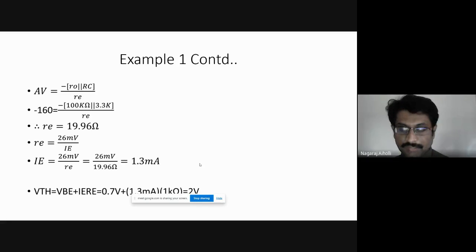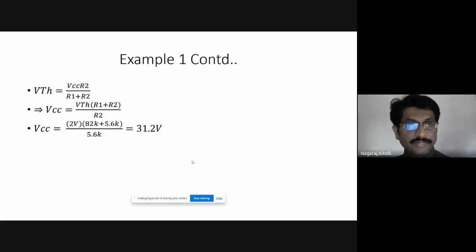Now, once we have found the value of VTH, apply the formula. VTH is equal to VCC into R2 divided by R1 plus R2. That's the voltage divider rule. Apply this and find the value of VCC. Rearranging for VCC, we get VCC is equal to VTH into R1 plus R2, cross multiplied, divided by R2.